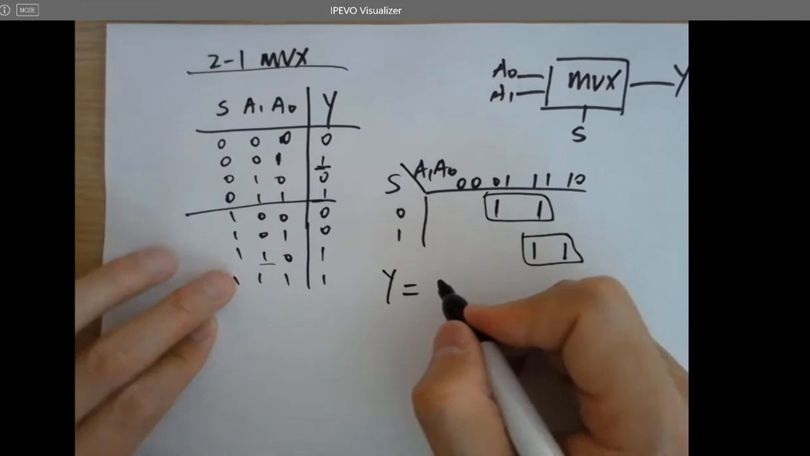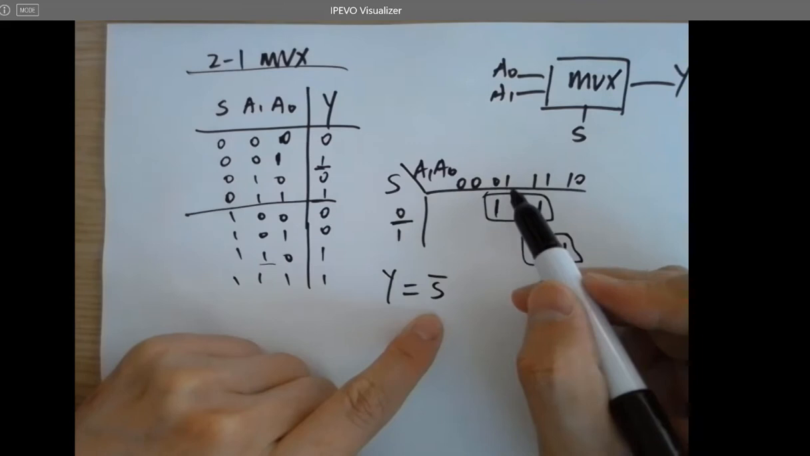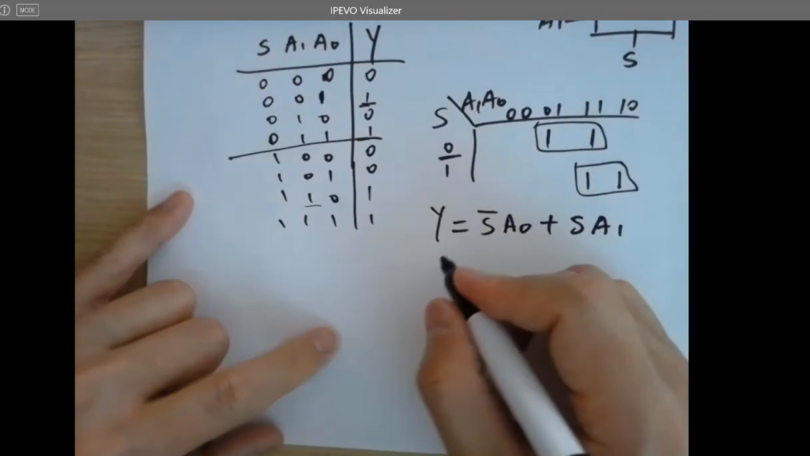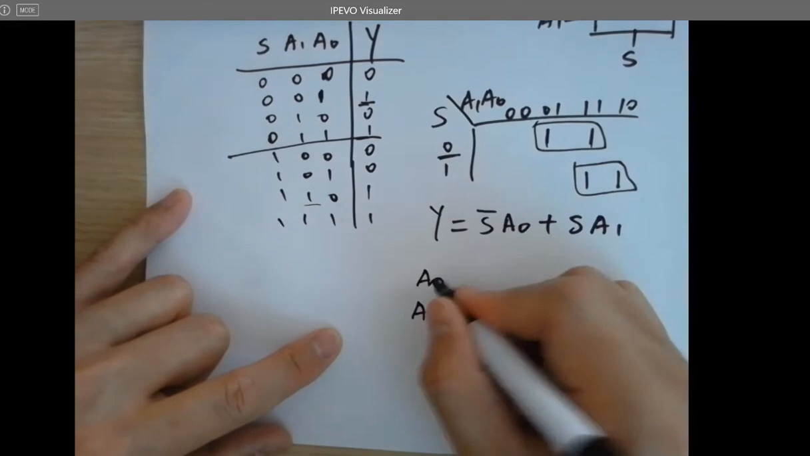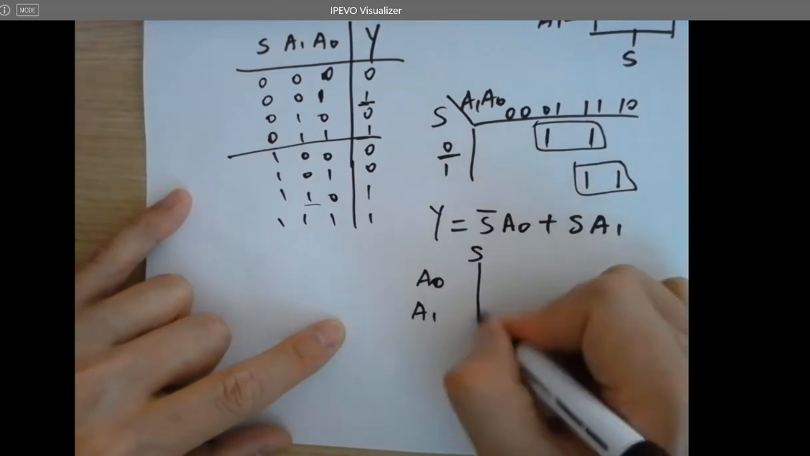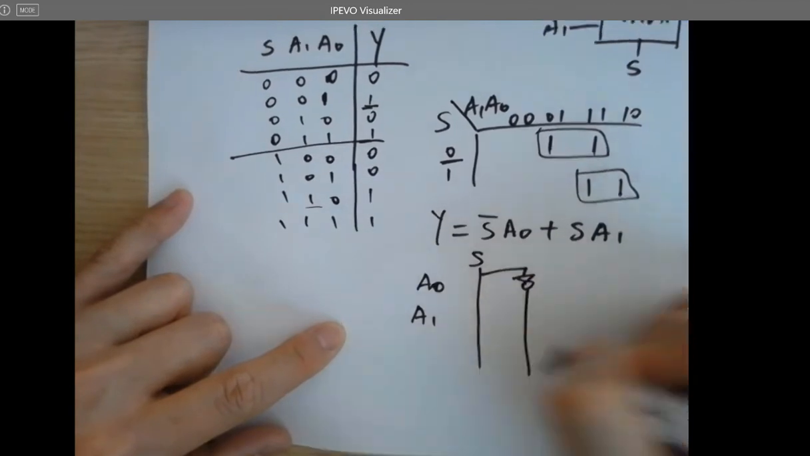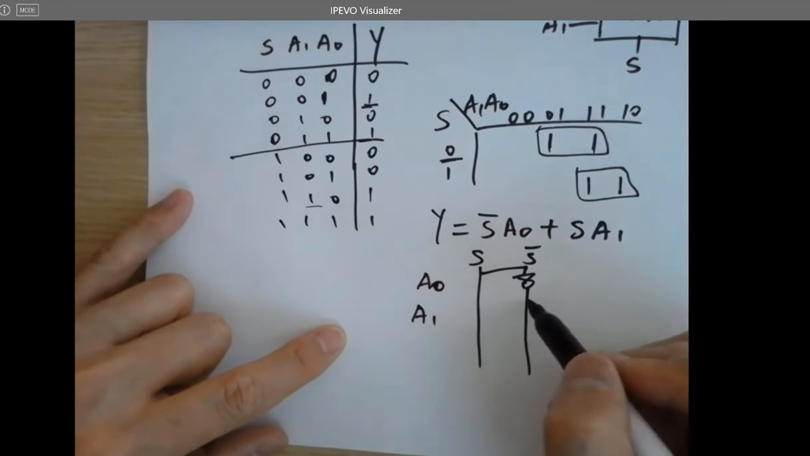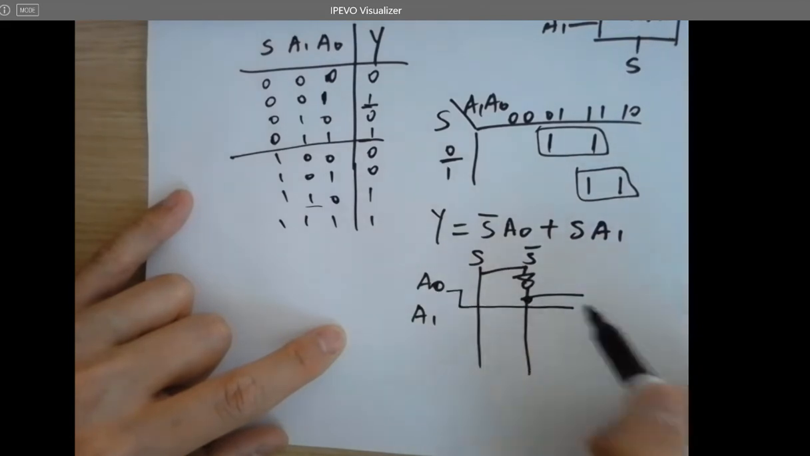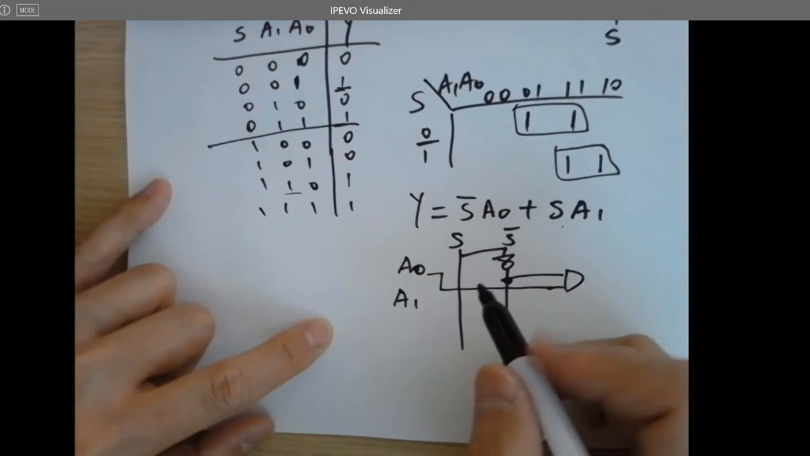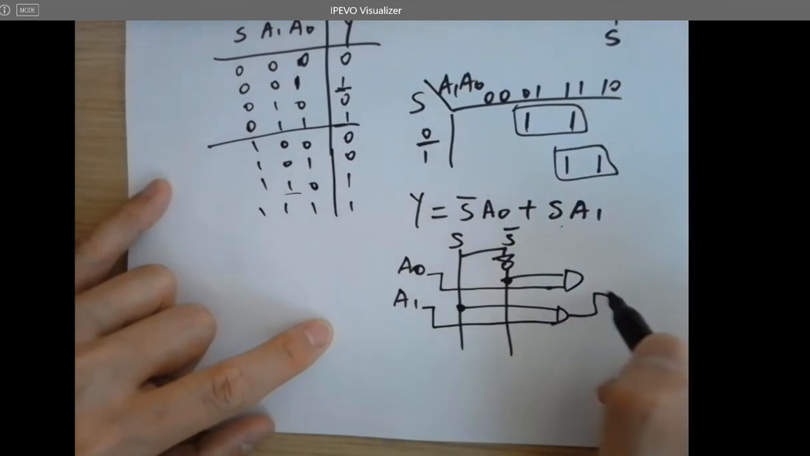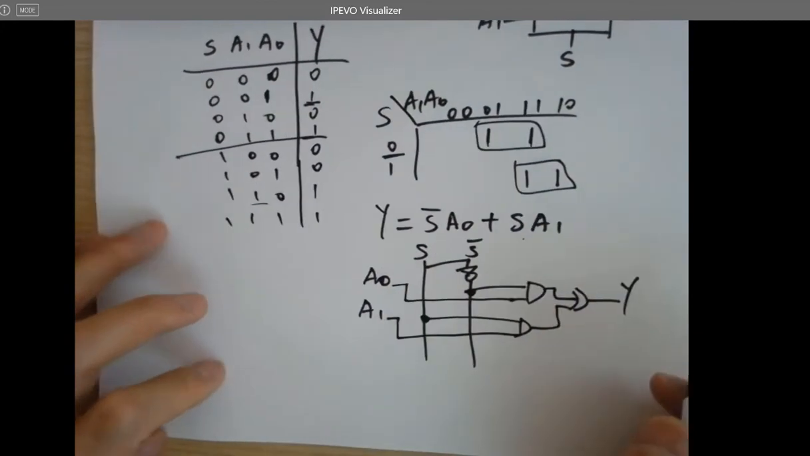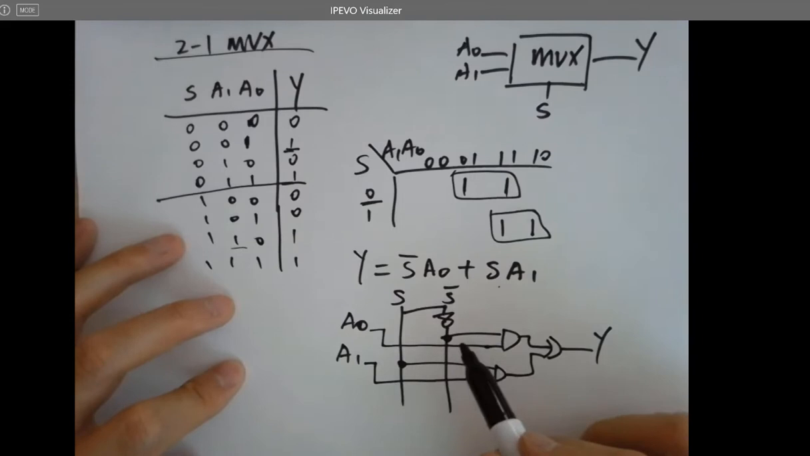So Y equals S naught A0 plus S A1. And you can design the circuit as A1, A0, A1, and S naught. So S naught A0 or S A1. So that's why it has a lot of gates over here. That's a conventional logic gates, logic circuits for the 2-to-1 mux.